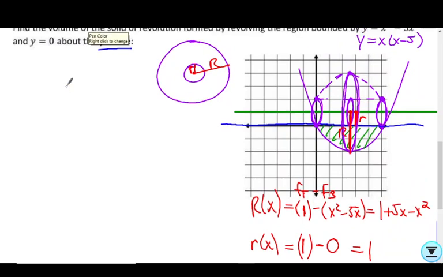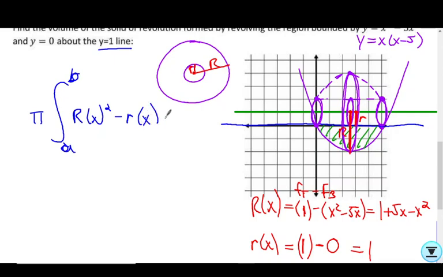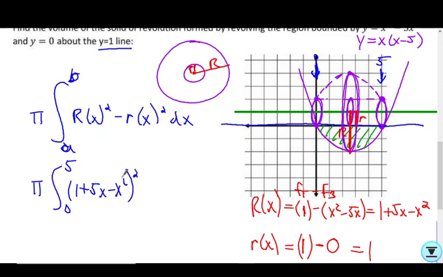So remember, we're using this equation. Theta from 0 to 5. Oh, this is just from a to b. Sorry, haven't gotten to that part yet. Since we're doing a horizontal axis, that's my equation. And then we are doing it from 0 to 5, so that's my upper and lower limits. So pi from 0 to 5 of 1 plus 5x minus x squared, squared, minus 1 squared.